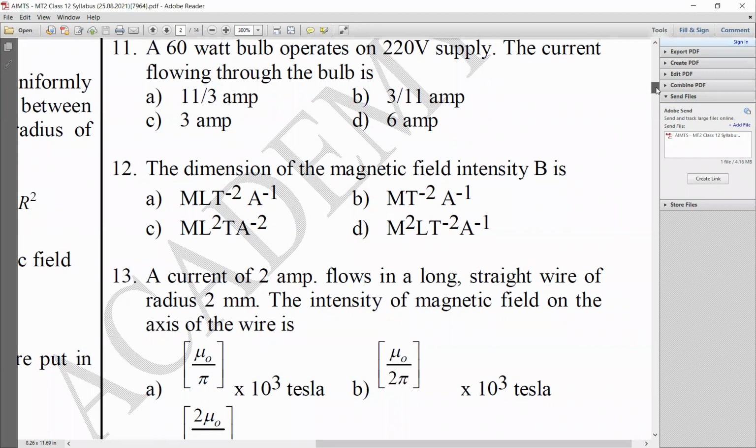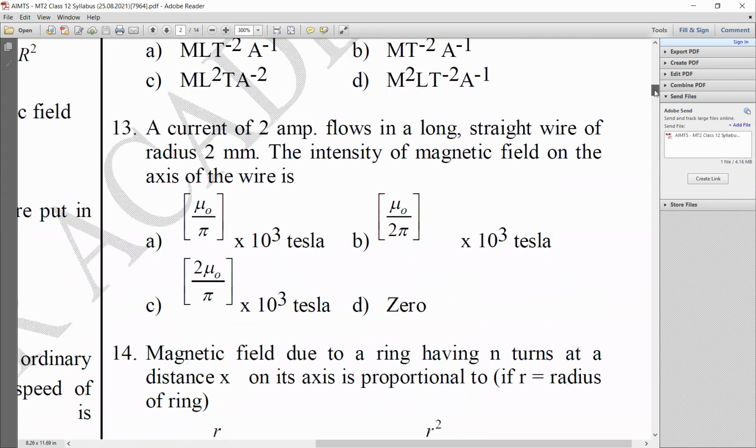Question number 13, what is given? A current of 2 ampere flows in a long straight wire of radius 2 millimeter. The intensity of magnetic field at the axis of wire. Magnetic field at the axis of wire. It should be how much?